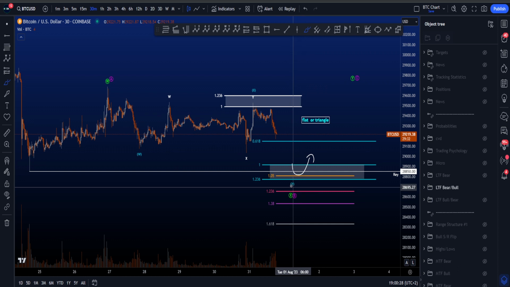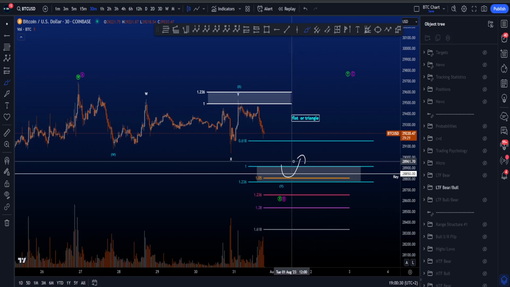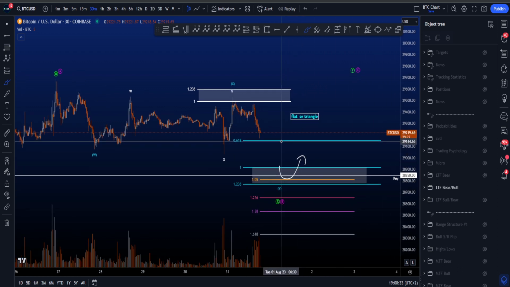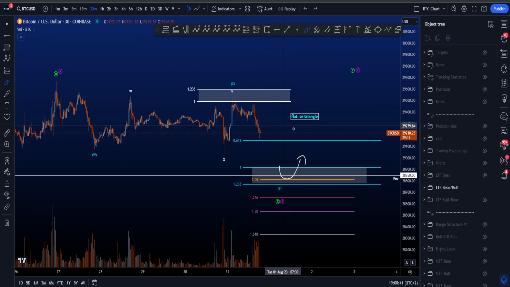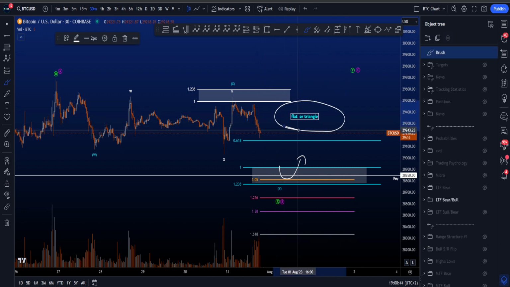But that Y to the downside again needs to be preferably a simple correction in a zigzag, a flat, or a triangle. Now, if wave Y is a zigzag, then this is the zigzag, it is not deep enough. So that doesn't work. So that leaves 2 options, either a flat or a triangle.